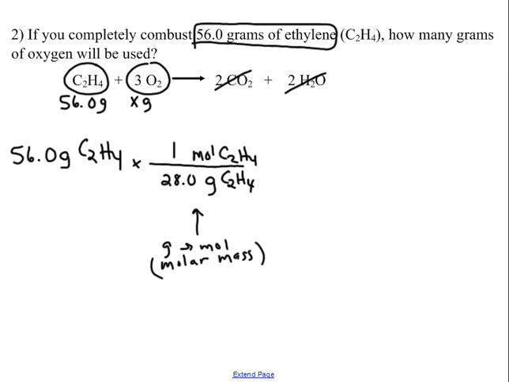Now we're not going to do any math yet. We're going to set up the entire problem and then do the calculation as a chain calculation, one right after the other, without any intermediate answers. If we left the problem here, grams of C2H4 would cancel.